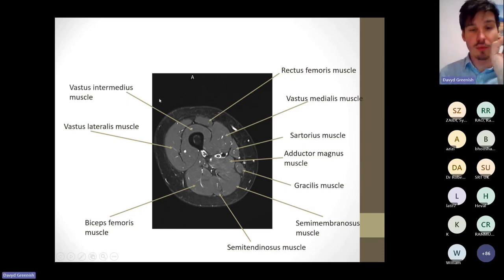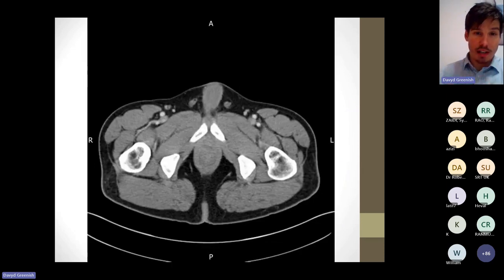With these ones, it's really easy to take a quick look and just jump into them and then end up putting vastus lateralis when you mean medialis. It's just worth taking a moment, stepping back, finding the structures which you know are medial or lateral, and working from there. This is just to quickly show you again.